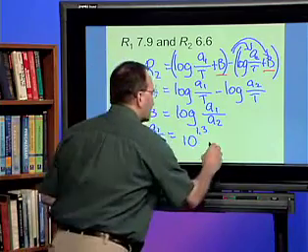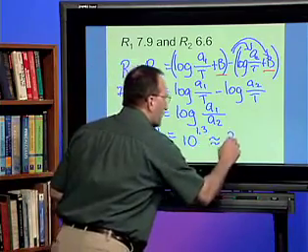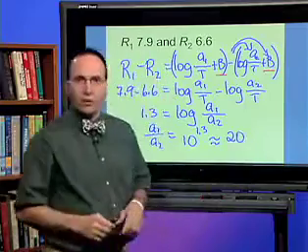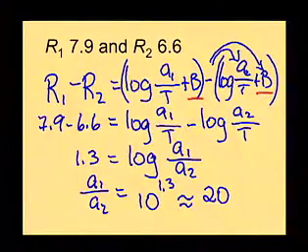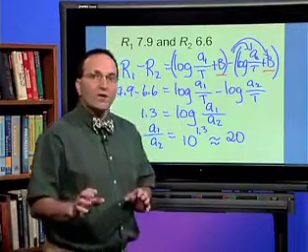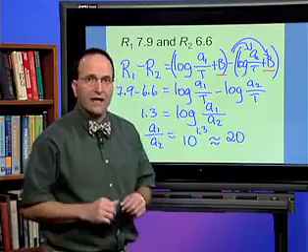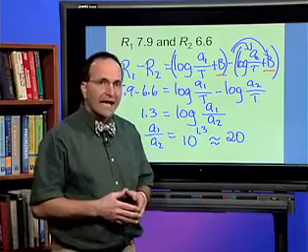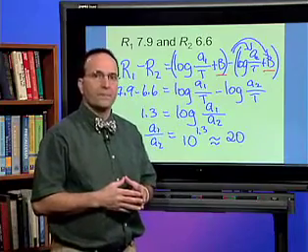And 10 raised to the 1.3 is approximately 20. It's 19 and a little bit, which means then that the Mexico City earthquake was about 20 times as severe as the Los Angeles earthquake.